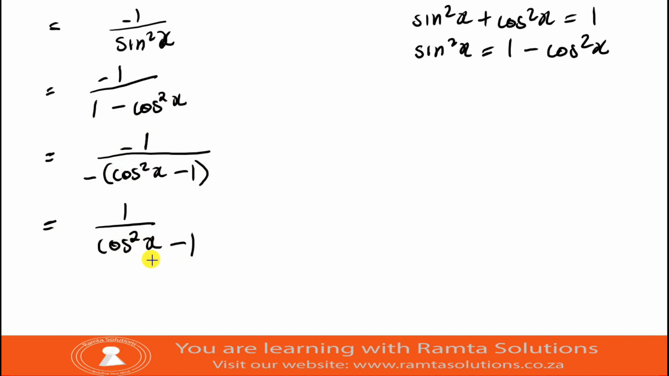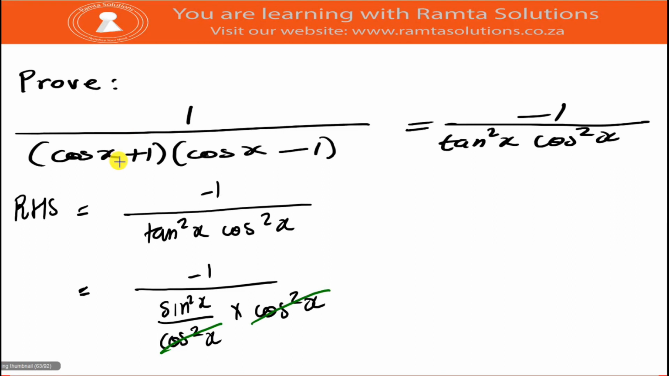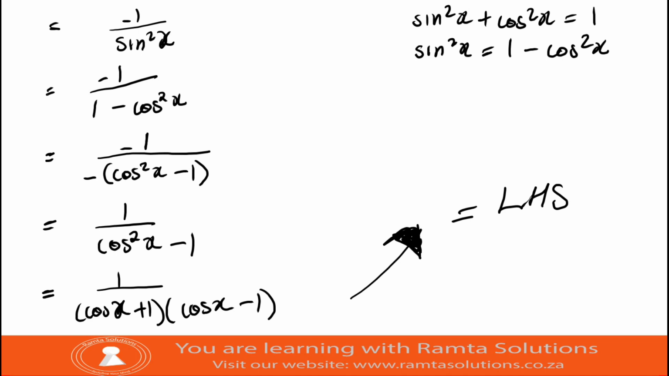Now, this is a difference of two squares, so it will be 1 over cos x plus 1 multiplied by cos x minus 1. So it is equal to the left-hand side. This means you were able to prove this identity. Let's go back to confirm. Yes, indeed, it is equal to the left-hand side. So you see, you are now able to prove this identity.